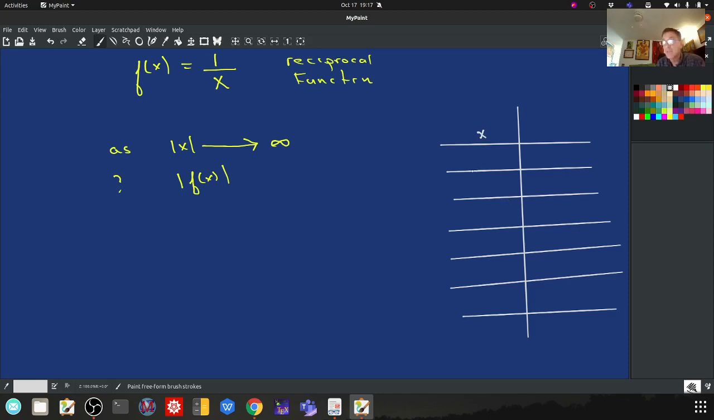I'm going to choose something similar to the values we had earlier. So I'm going to start with x equal to 1, then 2, then I'm going to double it, 4, 8, 16, 32, etc. So I'm going to double. That grows really, really fast. It's a really interesting puzzle.